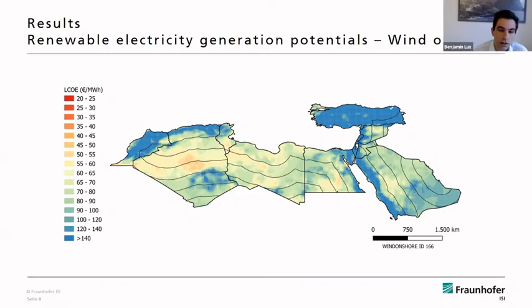And we also see that generation costs differ regionally quite strongly. So we have good wind hotspots here in Western Morocco and Eastern Egypt. And we also have some quite good sites here in Central Algeria or in Libya. But overall, it's not as good as the solar power potentials.